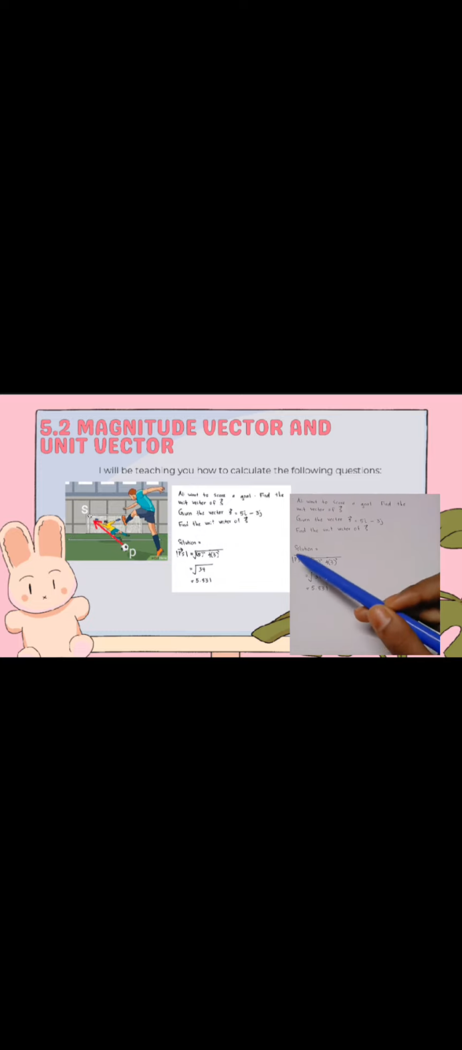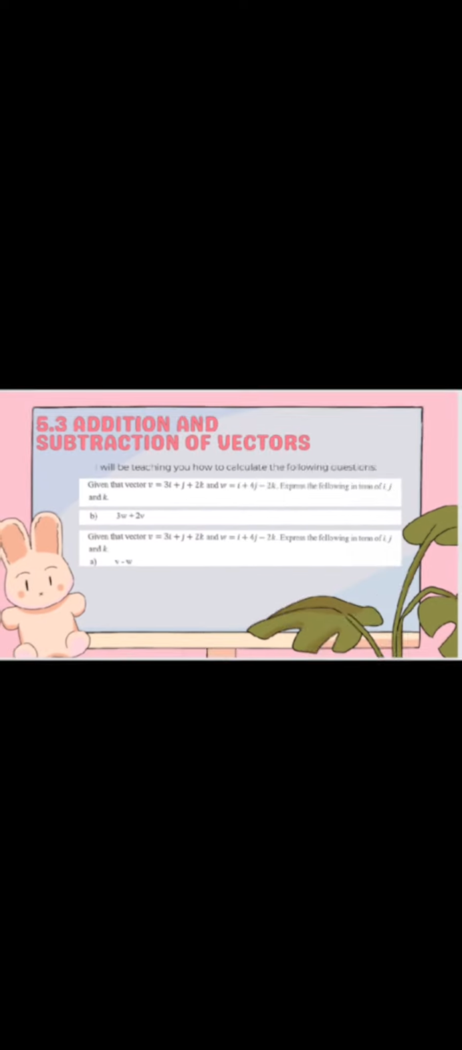First, the solution. Like I said before, we use the modulus calculation. So P to S equals square root of 5 squared plus 3 squared. So we get square root of 34. So the last answer is 5.831. That's all.